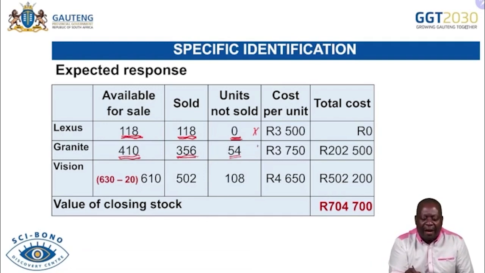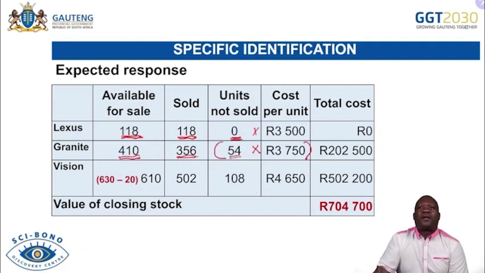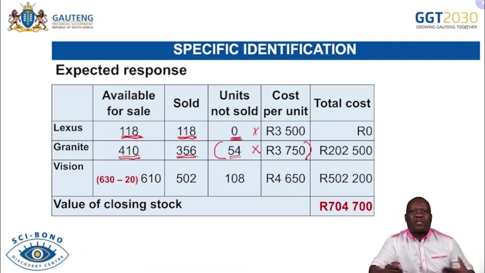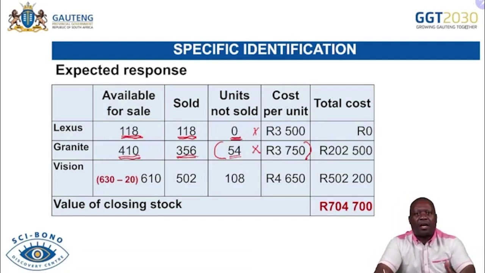We multiply by the price for 1. And remember, the price for a granite is 3,750. So when you make this calculation here, 54 times 3,750, it's giving you exactly 202,500. That's what my calculator is giving me. You can also check it there and interact with us on our WhatsApp number if it's not true, so that we can correct it. To err is human. I am human. Now, let's go to the Vision.